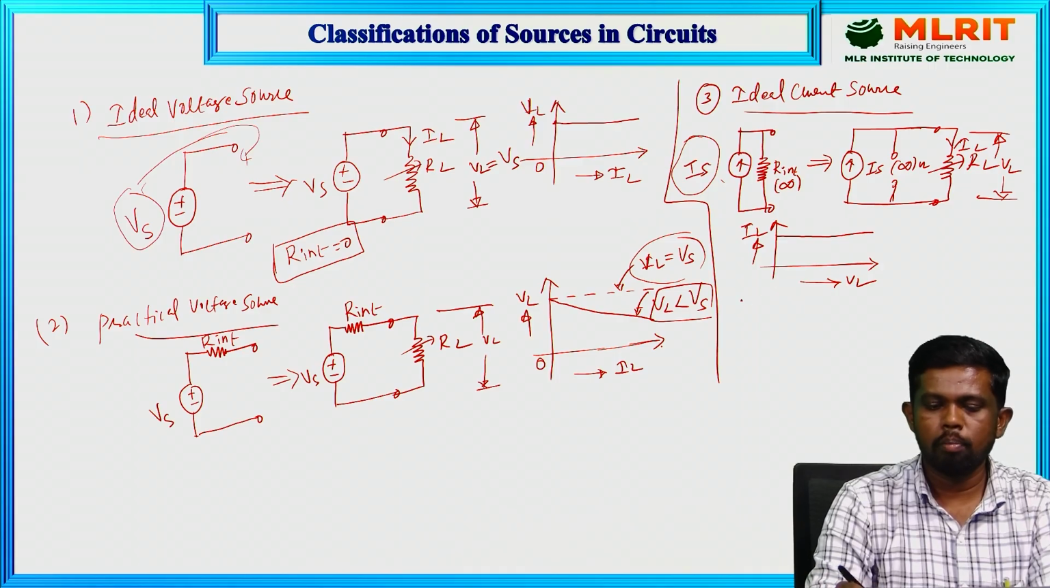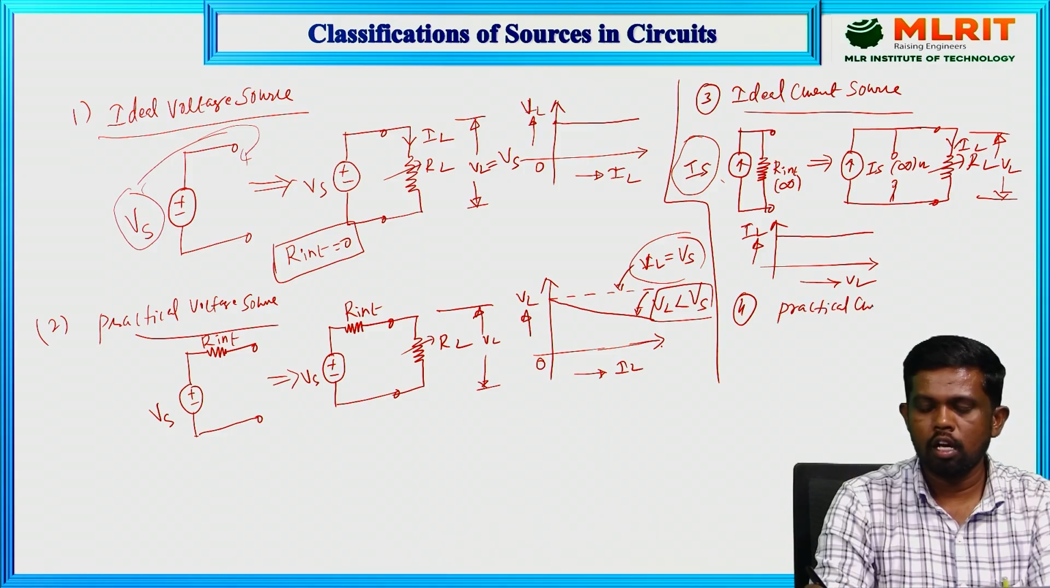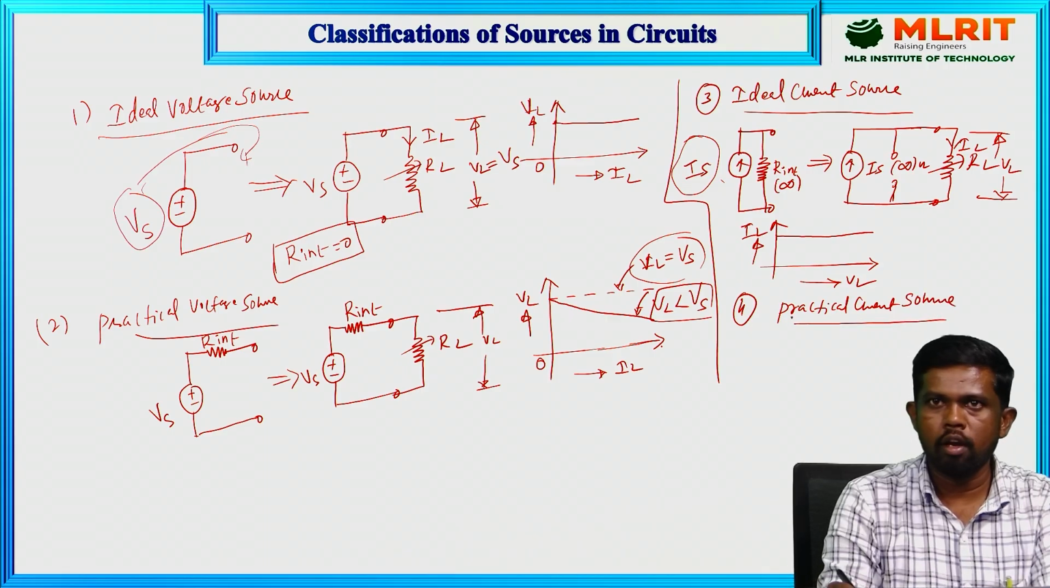Now coming to the practical current source, the last one in the independent category. The practical current source is an independent energy source which delivers a reduced or specified value of current to the load terminal irrespective of the load voltage.